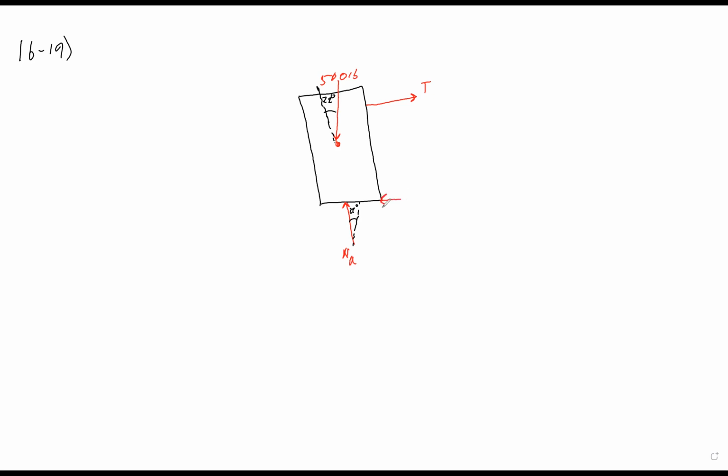Now, to choose which direction the frictional force goes, it really doesn't matter. But since we know the box is going to be moving to the right, that means the reaction force of the friction will be moving to the left. So we're pretty confident we'll get a positive number if we draw the arrow to the left.